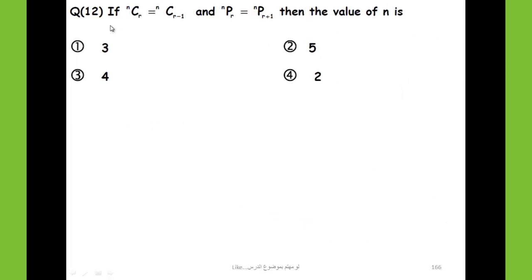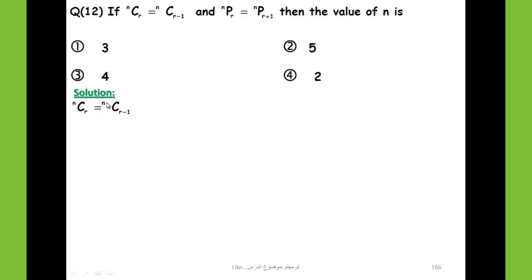Question 12. If nCr equals nC(r minus 1) and nPr equals nP(r plus 1), then the value of n equals, so the required here is to calculate the value of n. Solution. Since nCr equals nC(r minus 1), then r equals r minus 1 or r plus r minus 1 equals n.